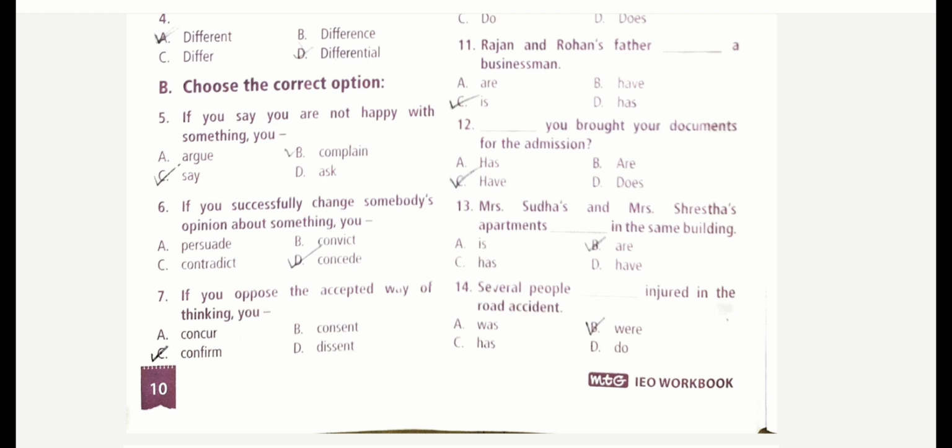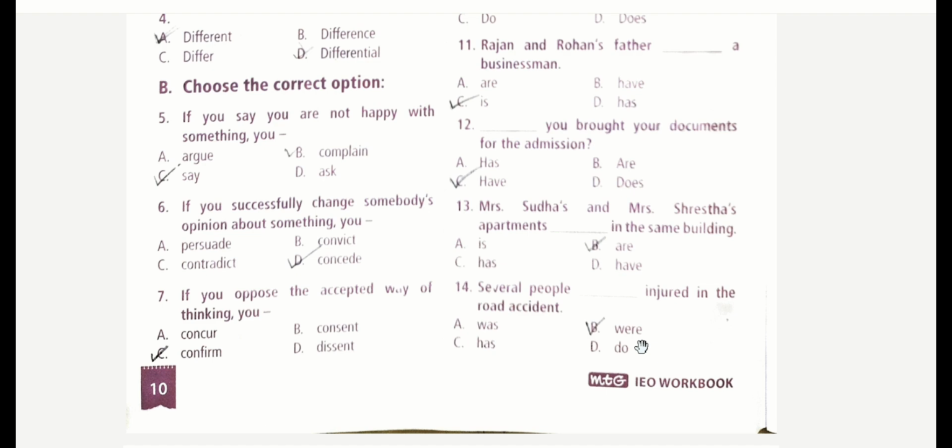Question number 14. Several people dash injured in the road accident. Okay, the options are was, were, has, do. Okay, so the correct answer here is B, were.